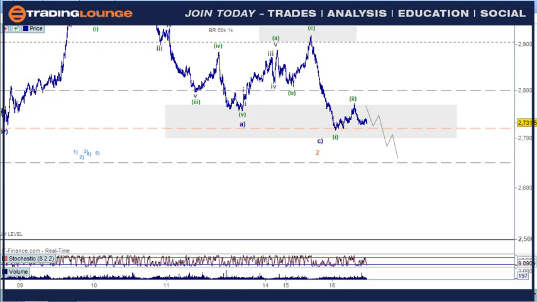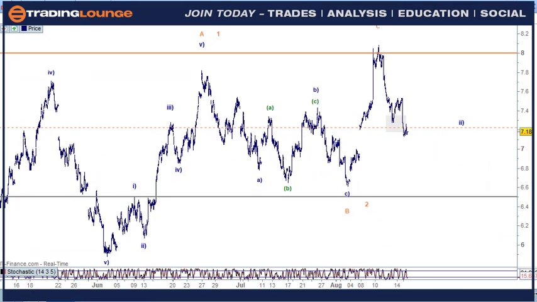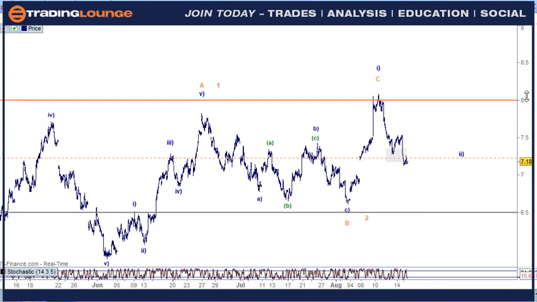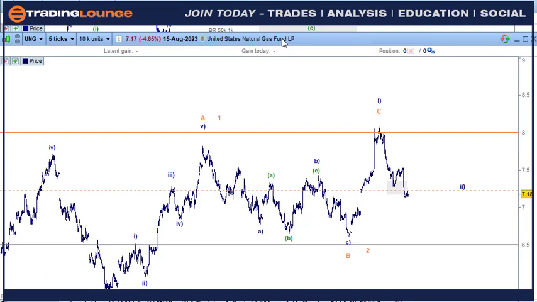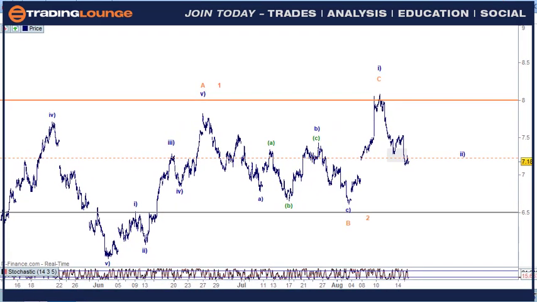Where's my other fund? I'm just going to have a look for my gas fund here. This is kind of interesting. This is the US natural gas fund here.